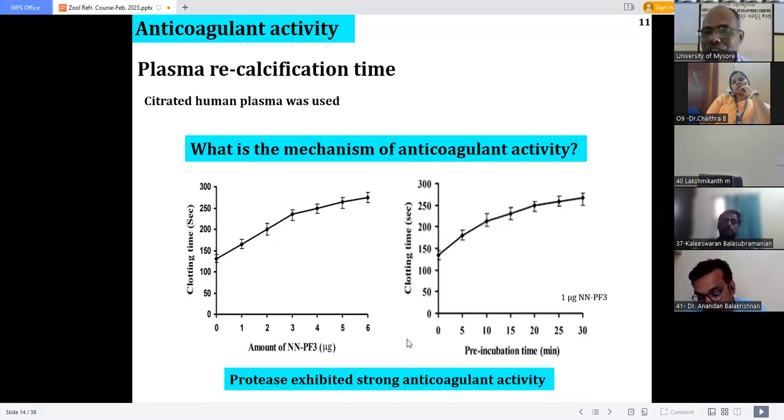Then the interesting thing is, what is the mechanism of anticoagulant activity? That's an interesting one. For biochemists generally, if you have something, the next level is understanding its molecular mechanism. So as a result, we asked the question, what is the molecular mechanism of anticoagulant activity?